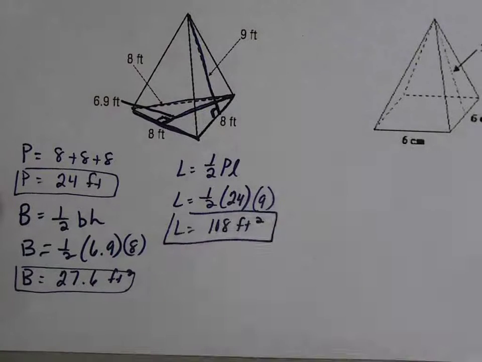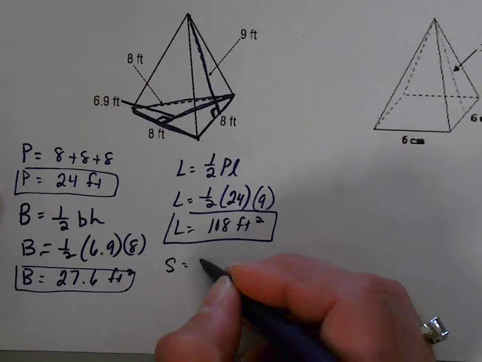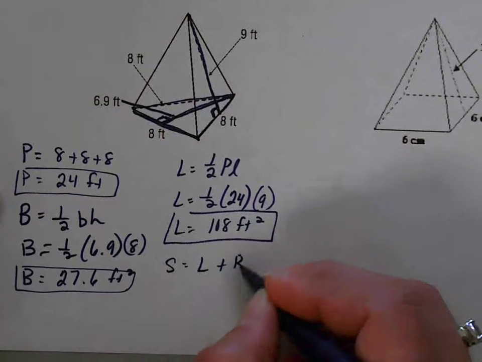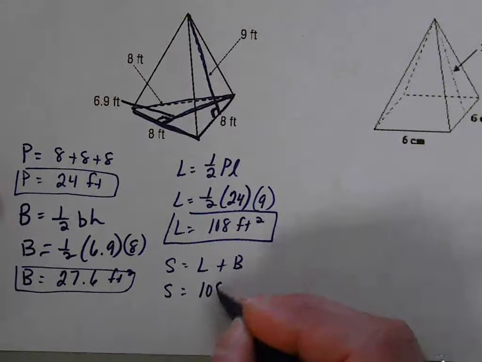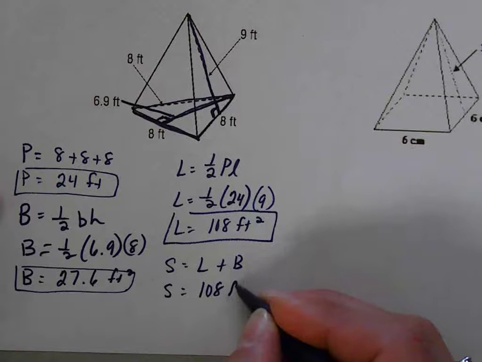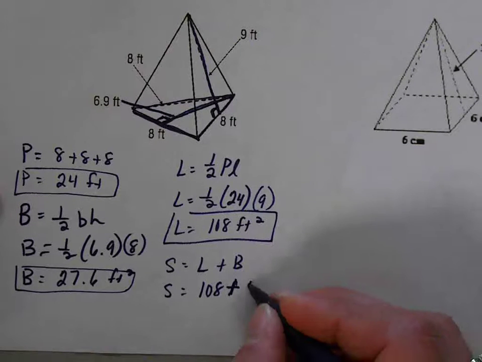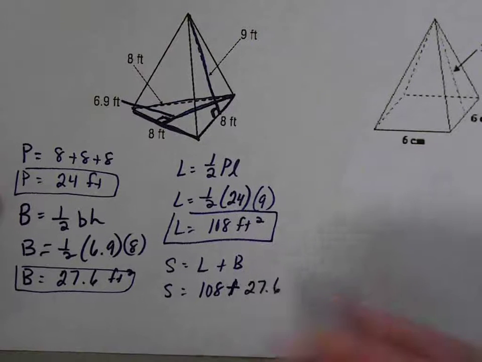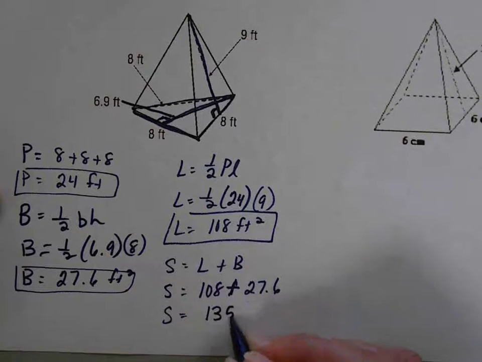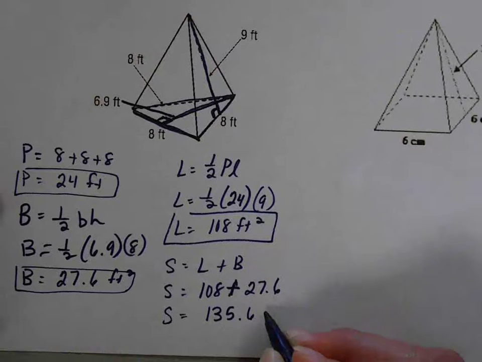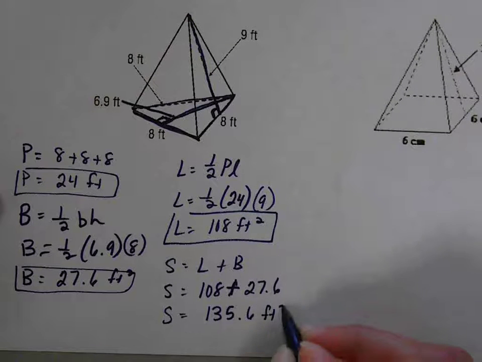That's my lateral. And then my total surface area, I'm going to do lateral plus the area of the base because I've already worked out lateral. And so lateral is 108 square feet plus 27.6, the area of the base. And so my total surface area is 135.6 square feet.